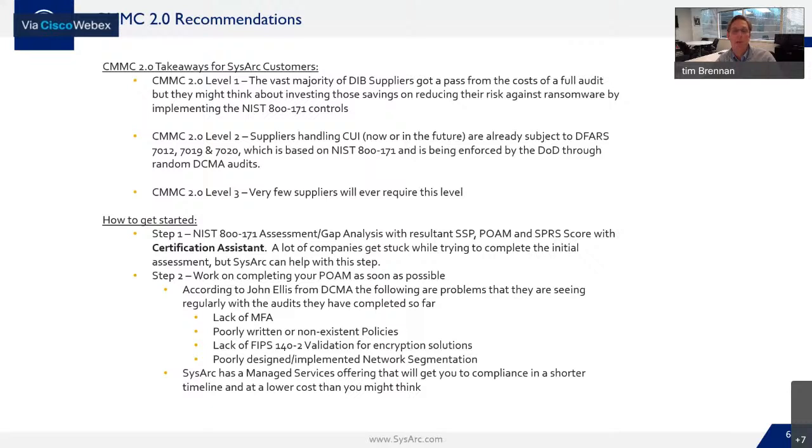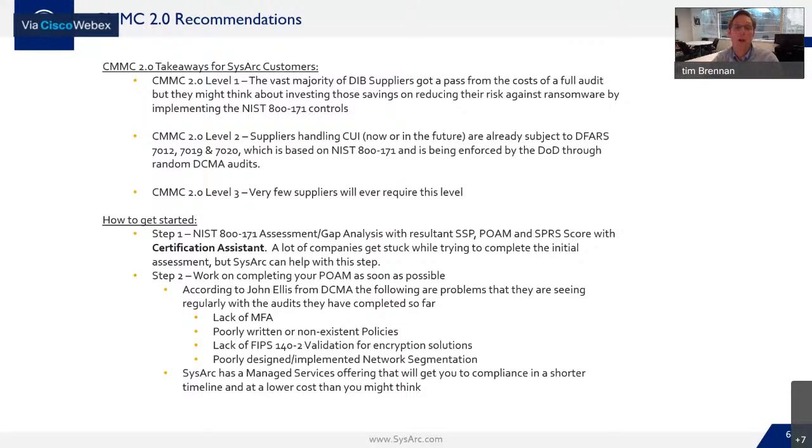And then finally, poorly designed or implemented network segmentation. What that means is, if you have one flat network where all your data sits in one spot, it's easier to manipulate and hack into that. And so you need to segment your network, maybe by certain roles or responsibilities or groups or what have you, and really lock those parts of your network down. Certainly, maybe segment your CUI in a specific part of your network, et cetera.